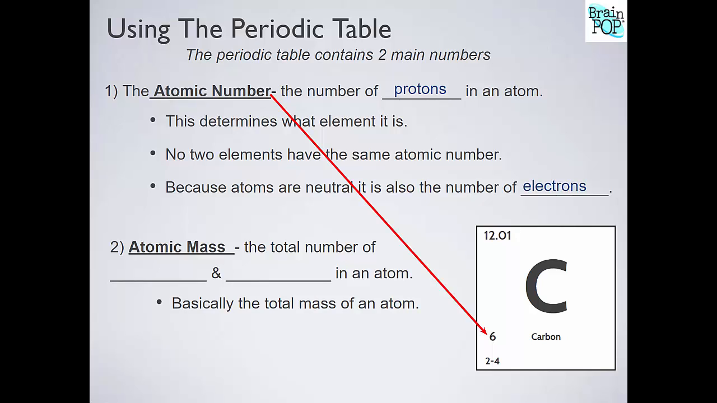So, what's the mass of a proton? 1. A neutron? 1. So, if it has 6 protons, how many neutrons do you think carbon has? 6. Right, to give it a mass of 12. What is that decimal? Yeah, we'll talk about that. Okay, good question. So basically, atomic mass is the total number of protons and neutrons found in an atom.